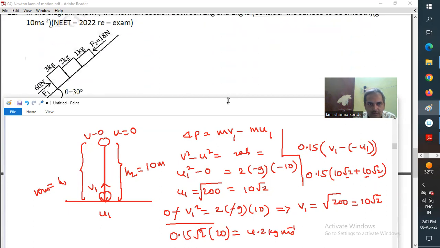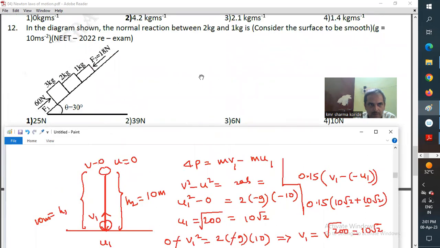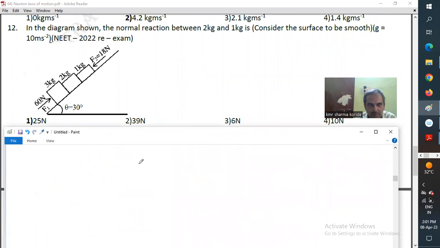Moving to another question. In the diagram shown, you need to find out the normal reaction between the 2 kg and 1 kg blocks. So draw the inclined plane. All bodies are in contact. This is 30 degrees. This is the 3 kg block.